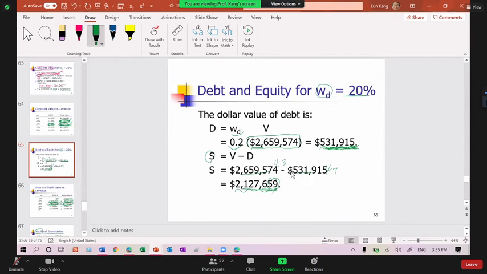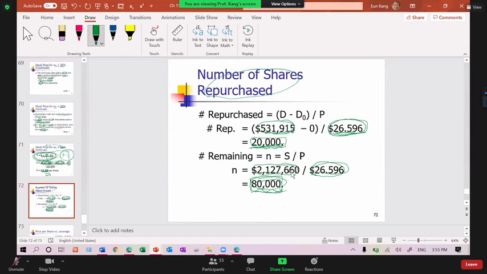Professor, can you go to slide 72? So 72, let's go, 72. Yep.